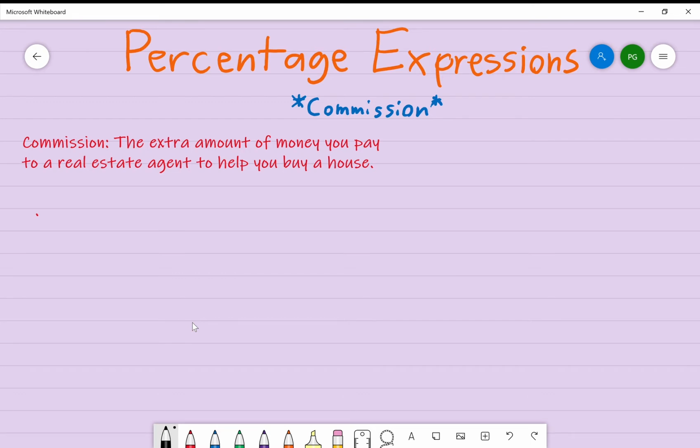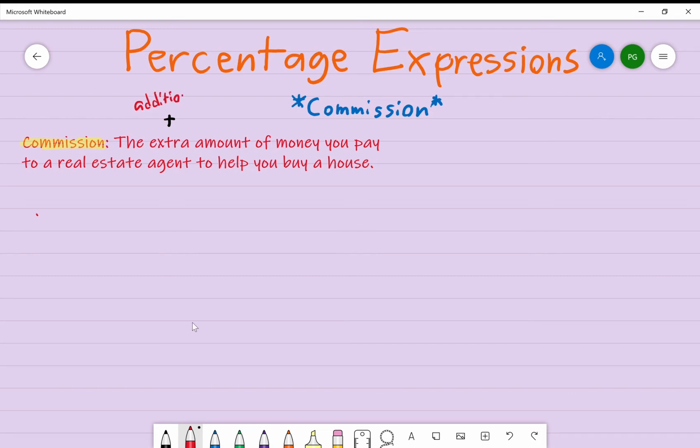Today we're dealing with commission. Commission is the extra amount of money that you pay a real estate agent to help you buy a house. So just like everything else we've dealt with so far, it's something extra. It's something more that you pay. It's an additional charge, okay?